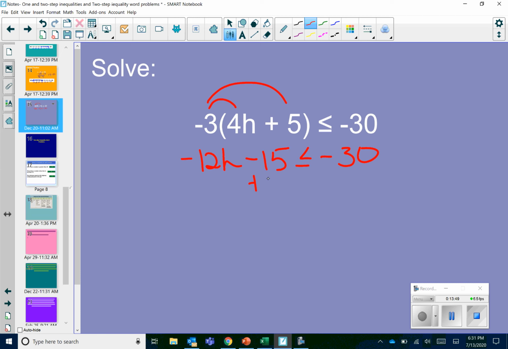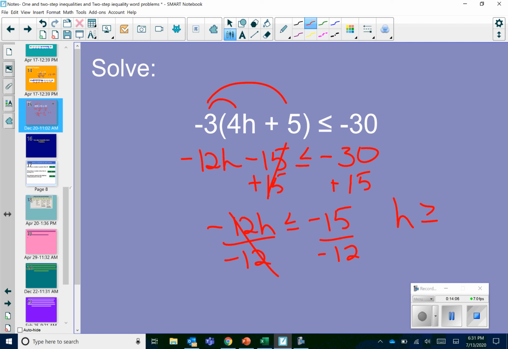Next step, we're going to add 15 on both sides. That leaves me with negative 12h is less than or equal to negative 15. And then I'm going to divide through by negative 12. I am dividing by a negative, which means that my symbol is going to flip. I've got a negative divided by a negative, which gives me a positive. And then we can simplify.